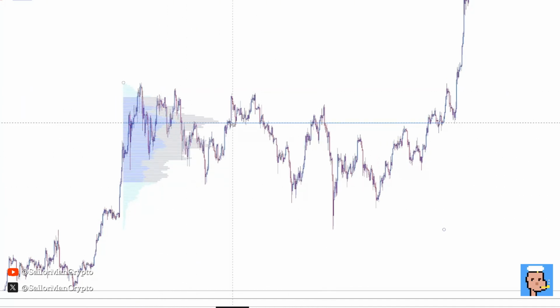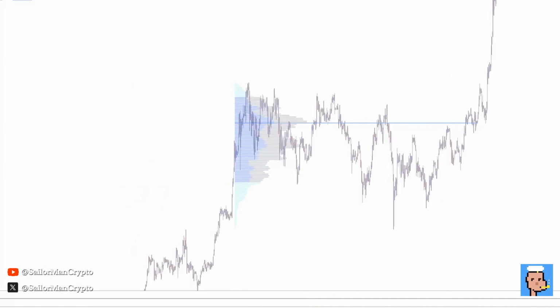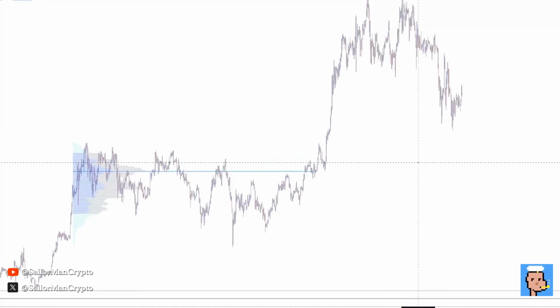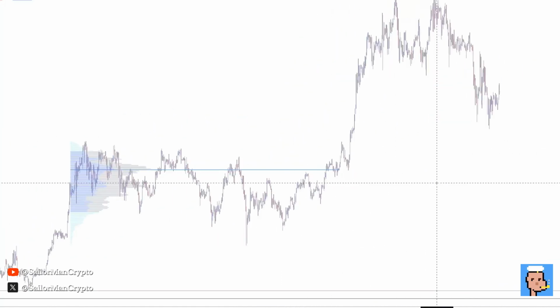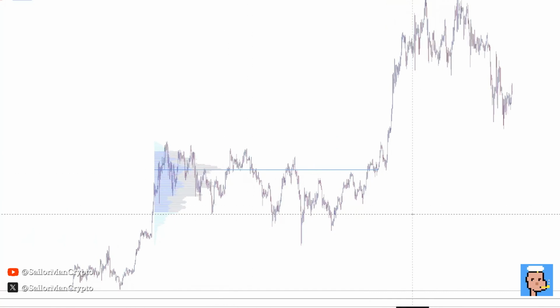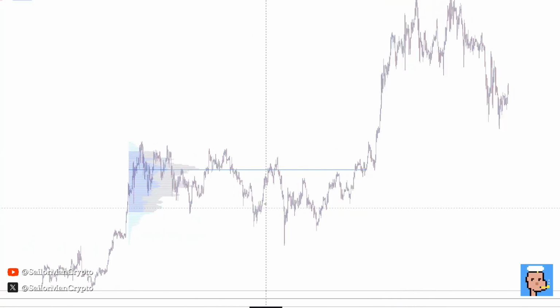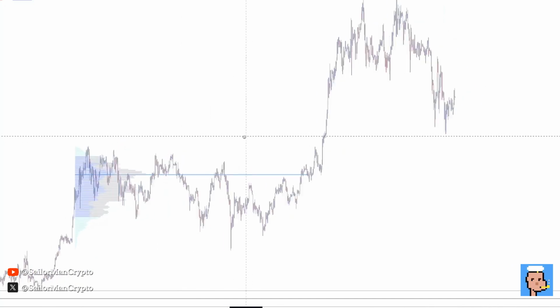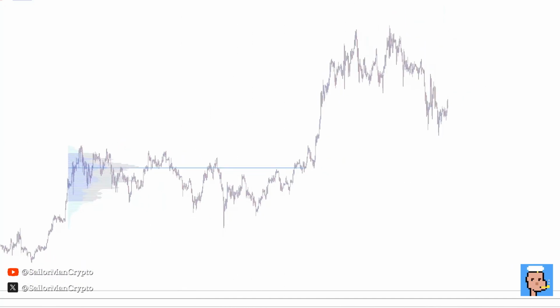and you avoid trading the point of control as long as you are not scalping or using some other strategy. But then the point of control could become interesting once the range is broken. So once the range is broken, that level could become a strong support or a strong resistance.